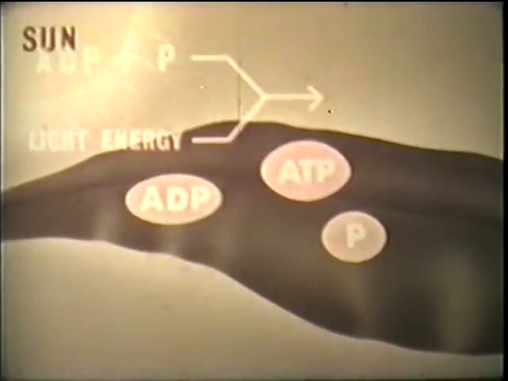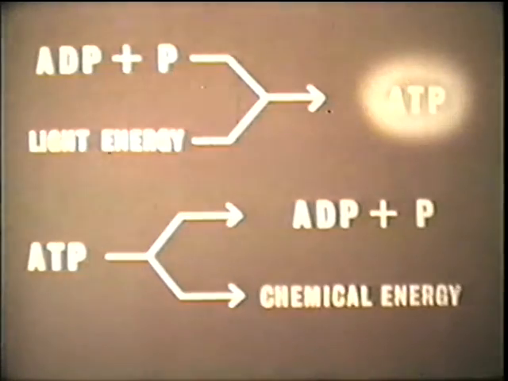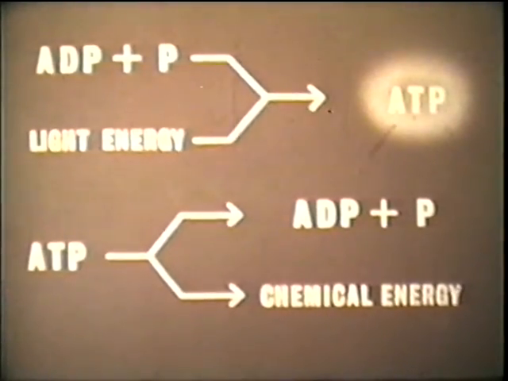We can represent the reaction this way. ADP and P, making use of light energy, form ATP. When ATP is broken down, ADP and P are formed again, and chemical energy is released. It is this chemical energy which is the source of energy for the rearrangement of CO2 and H2O to form the glucose unit CH2O and oxygen, which is released.